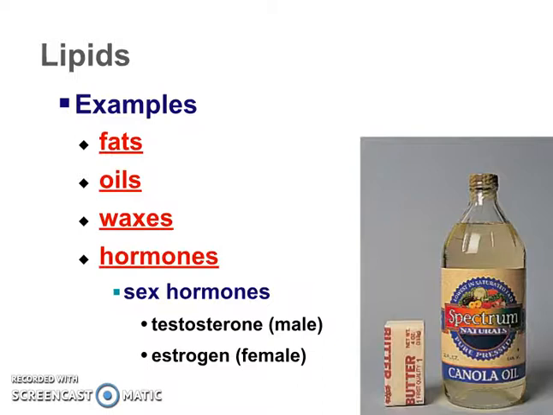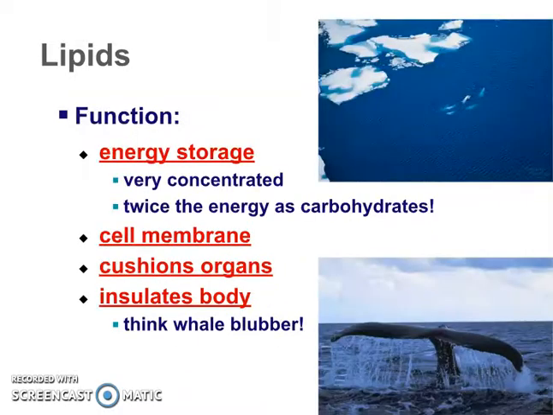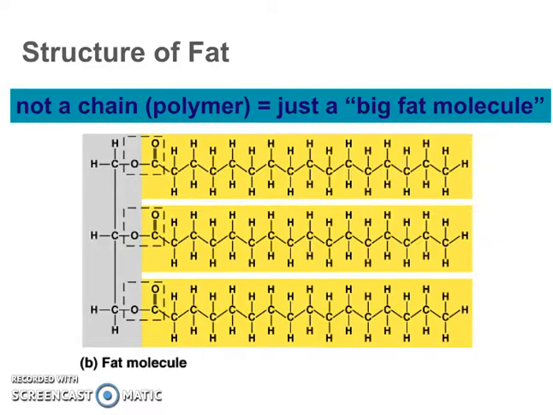Some examples of lipids are your fats, oils, waxes, hormones. So hormones like testosterone and estrogen. And there's tons of functions for lipids too. So they're really good for long-term energy storage. They're concentrated and they store a lot more energy than carbohydrates per unit of mass. They're also important for building cell membranes, cushioning your organs, and even insulating bodies. Whale blubber is a good example of insulation via lipid. So they're not all bad.